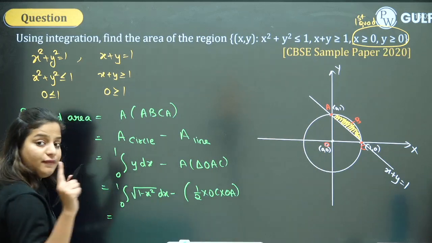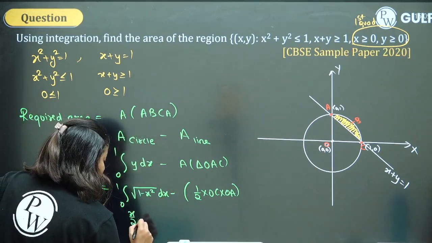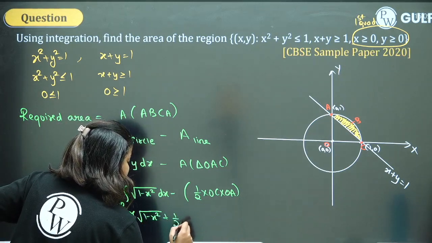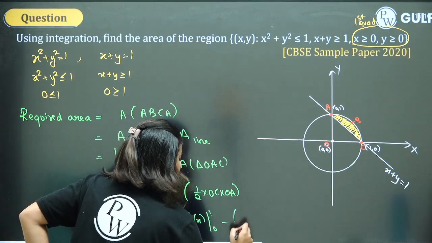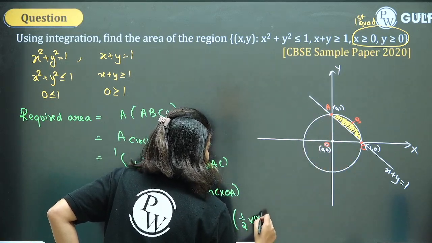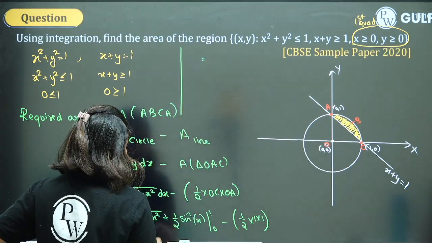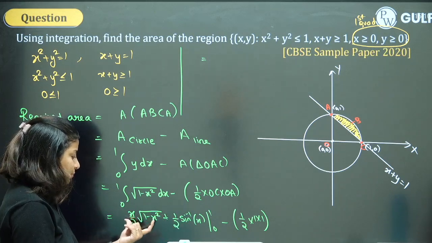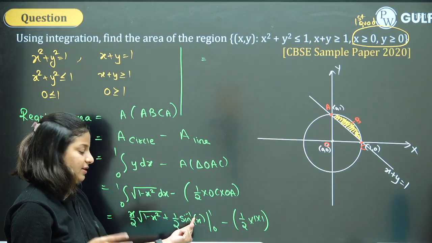The integration of root of 1 minus x square, recall the formula from the integration topic: x upon 2 root of 1 minus x square plus 1 by 2 sine inverse of x. Limit is 0 to 1. Minus half into OC is 1 and this is also 1. I am continuing this here. Required area is equal to, let's put the upper limit 1 minus lower limit 0. If you put 0, everything becomes 0. This is 0 into something, 0. Sine inverse of 0 is also 0.